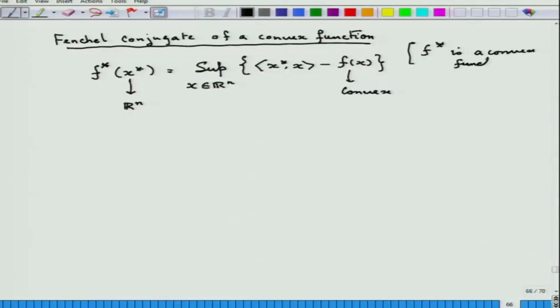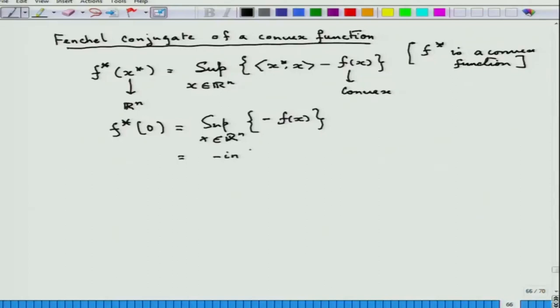One must be wondering why all these operations. Now there is something interesting about this operation. Let me look at f star 0. Its supremum, with x star being 0, so it is 0. I do not use this. So this means the negative of the infimum of f(x) over Rn.